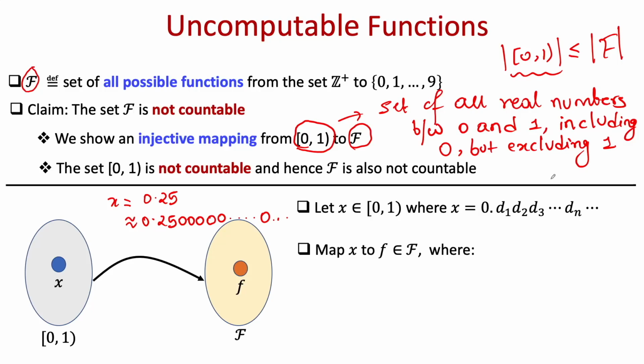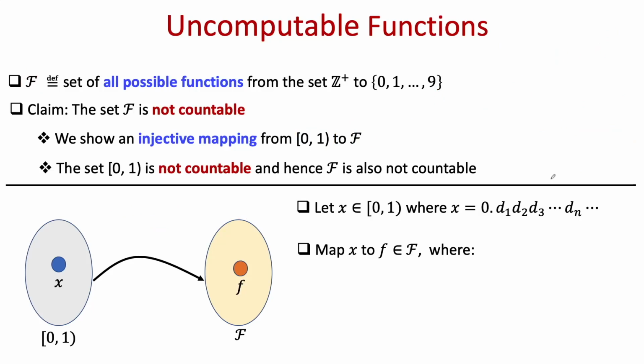Now I have to tell you the corresponding image for this element x. The image is computed as follows, and remember the image will be a function because this set calligraphic F denotes the set of all possible functions from the set of positive integers to the set 0 to 9. So this set is basically a collection of functions. So I have to show you one function from this collection which will be the mapping of this element x. So what will be that function?